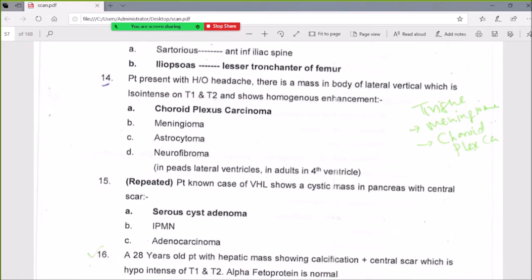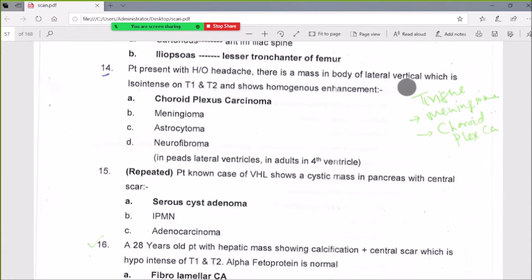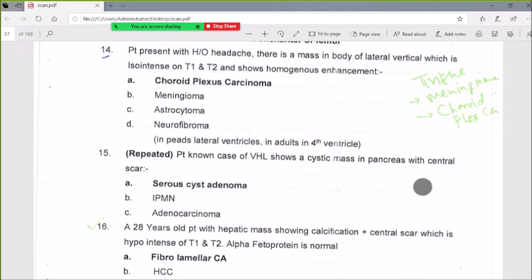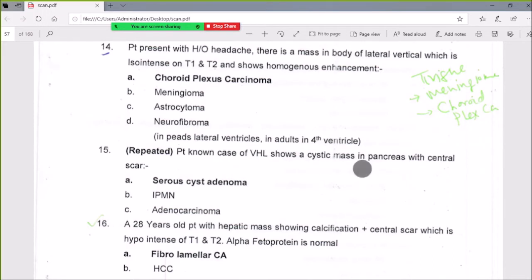14. Patient presents with history of headache. There is a mass in the body of lateral ventricle which is isointense on T1 and T2 with homogeneous enhancement. Choroid plexus carcinoma. Which mass in the body of lateral ventricle? Hemangioma. History of headache, mass in the body of lateral ventricle. Trigone of lateral ventricle has two tumors, meningioma and choroid plexus carcinoma. There is a mass in the body of lateral ventricle. Diagnosed meningioma. 15. Patient known case of VHL shows cystic mass in pancreas with central scar, carcinoma.